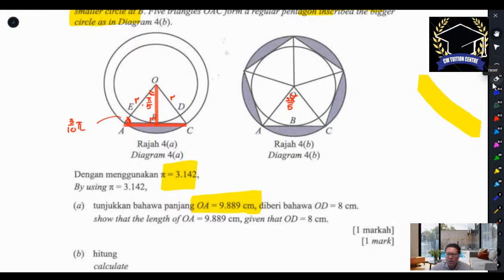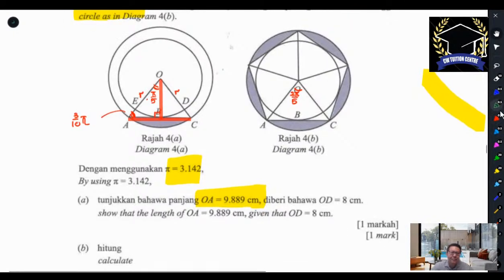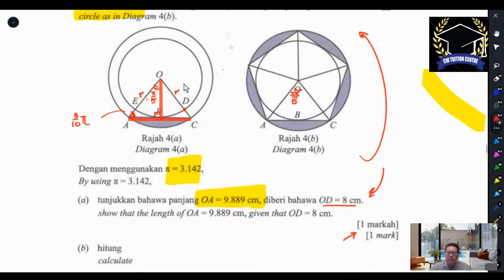Okay, let's look at this one. Tunjukkan bahawa panjang OA. Wait, it's only 1 mark. Never mind, we still do the question. 1 mark means 1 minute or 3 steps. Tunjukkan bahawa OA is 9.8. Diberi. Now they give you something. The information given is not on top, it's at the bottom here. So OD is 8 cm. OD is over here. It's 8 cm. So I erase the R. So this is 8 cm.